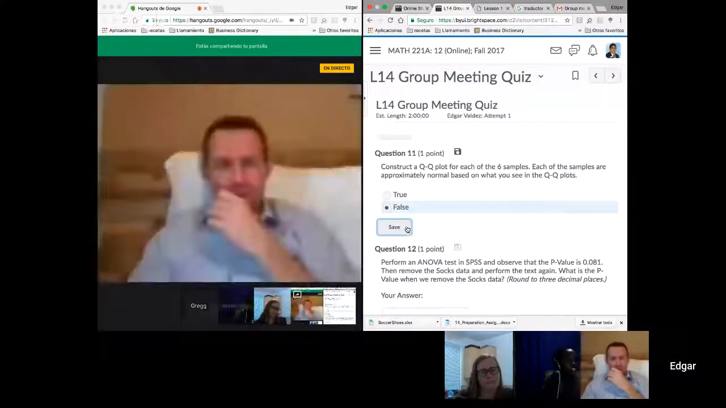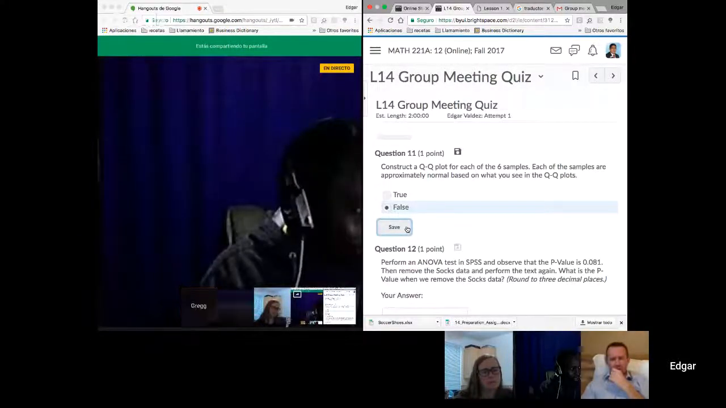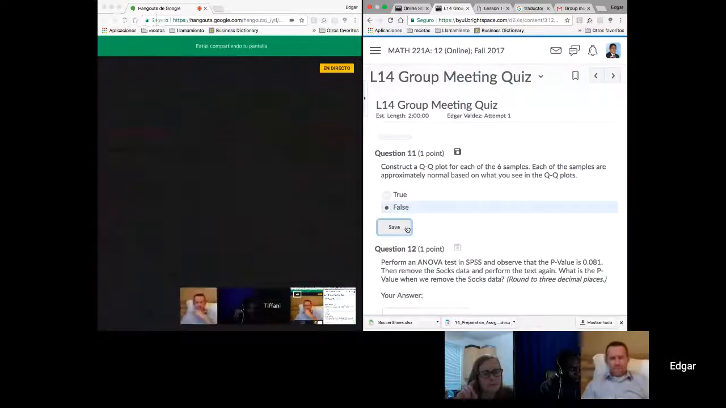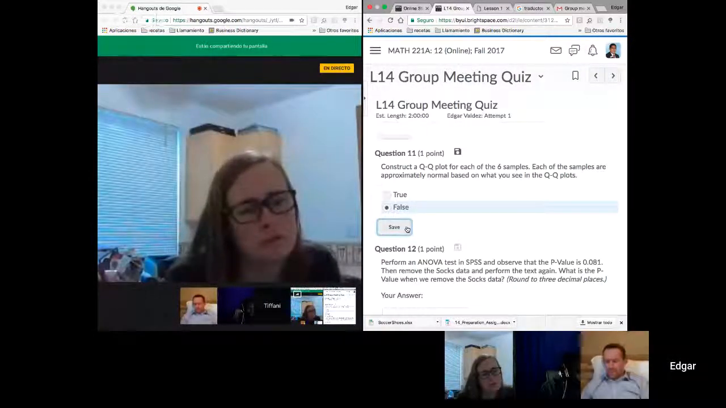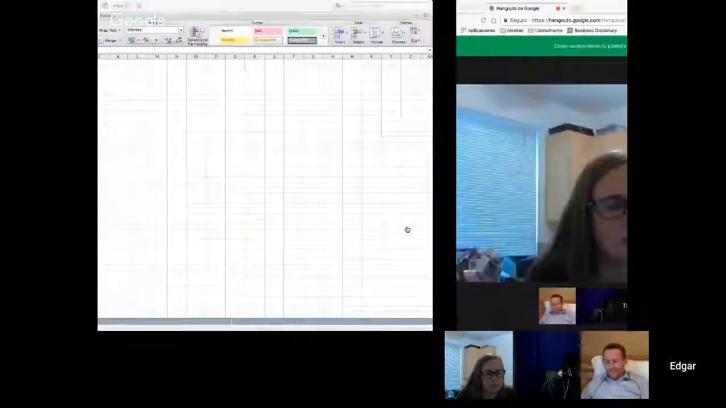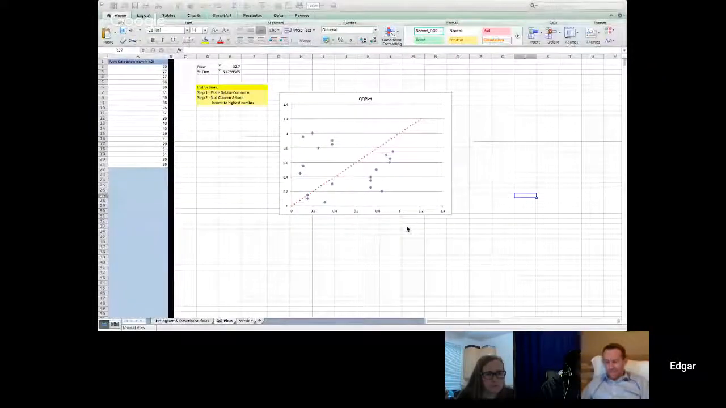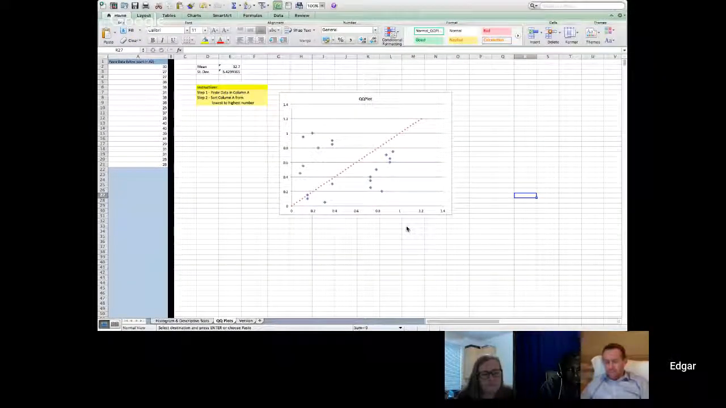Quantitative descriptive statistics, but my graph is different. Mine is not normal. If you go down to the bottom where it says QQ plots and put the information in there, it will do a QQ plot. See down here at the bottom where the tabs are, it says histogram and descriptive statistics and then QQ plots. Okay.